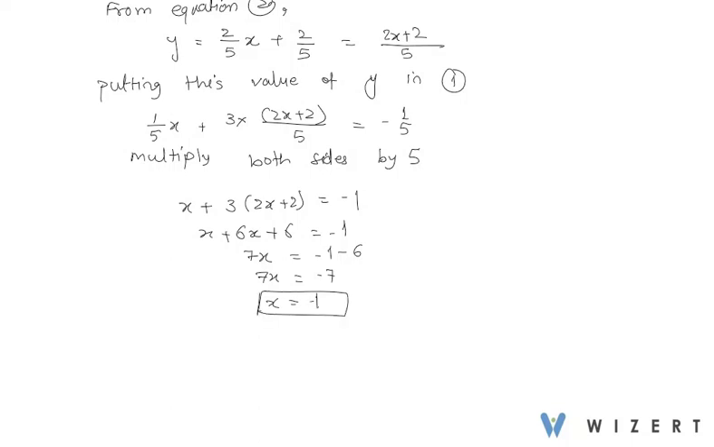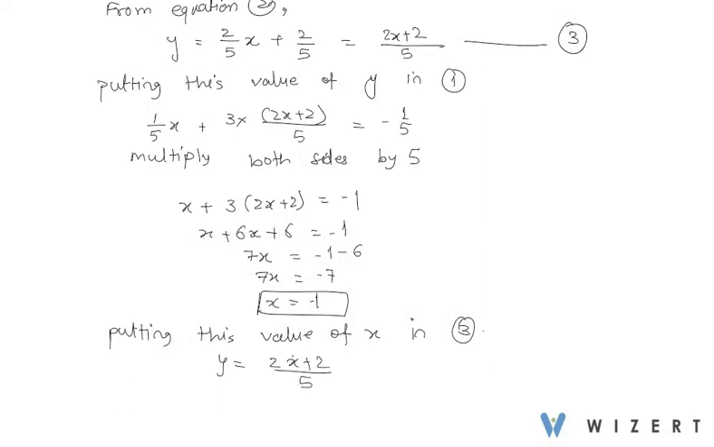Now putting this value of x in equation 3, let's call this equation 3. In equation 3 we get y equal to 2x plus 2 by 5. So we get y equal to 2 into minus 1 plus 2 by 5. So 2 into minus 1 is minus 2. Minus 2 plus 2 is 0. So we get y equal to 0.